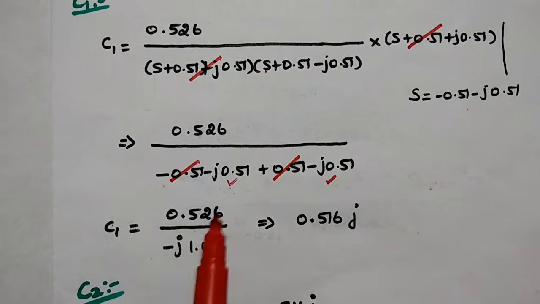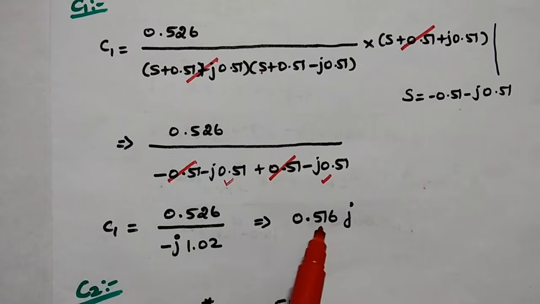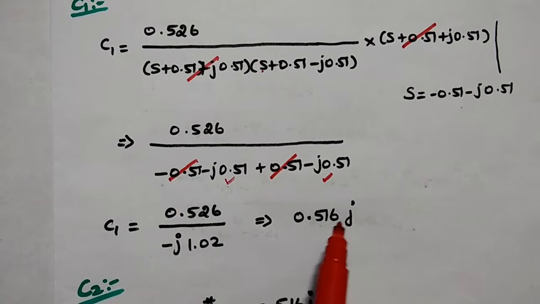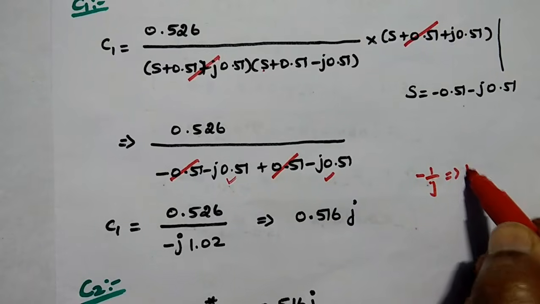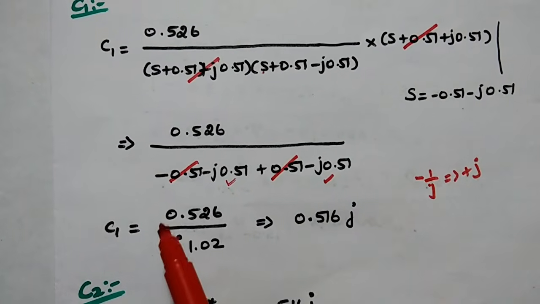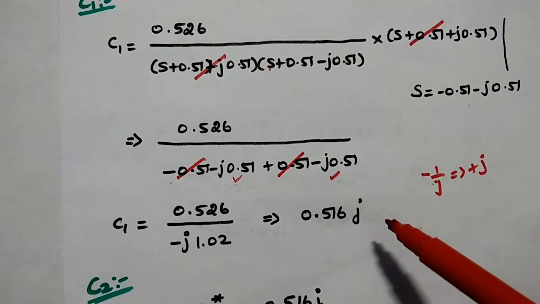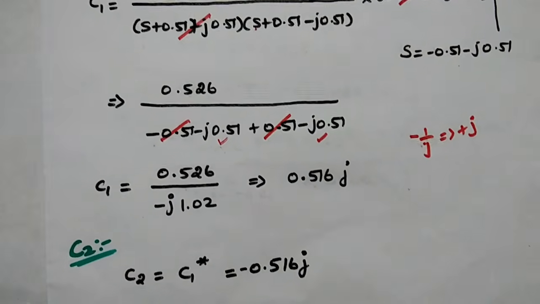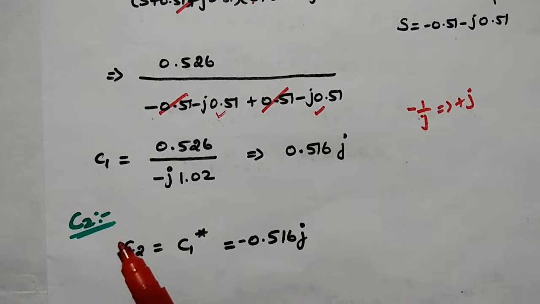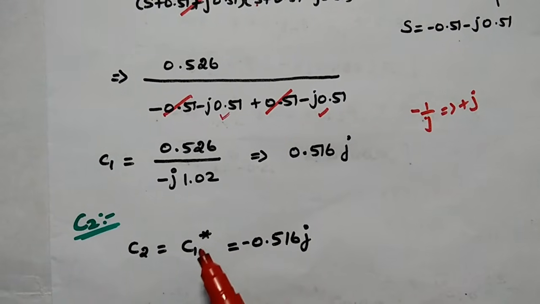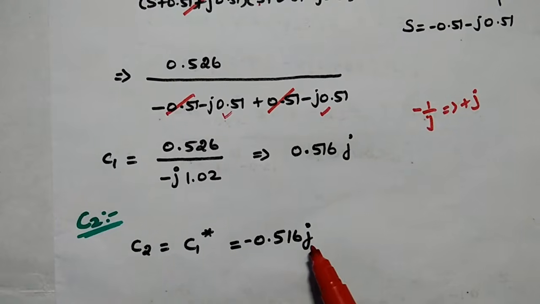Correct? So 0.526 divided by 1.02 is equal to 0.516. As we know that minus 1 by j is equal to plus j, so this minus 1 by j becomes plus j here. Okay, so C1 is equal to 0.516j. Then we can obtain the C2 value by taking the conjugate of the C1. So that is equal to minus 0.516j.